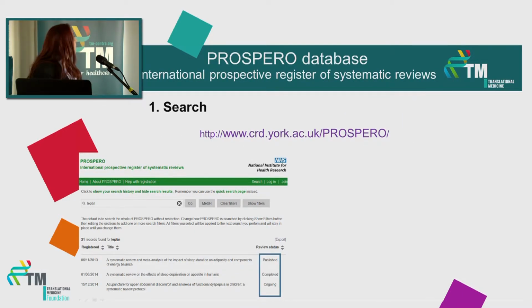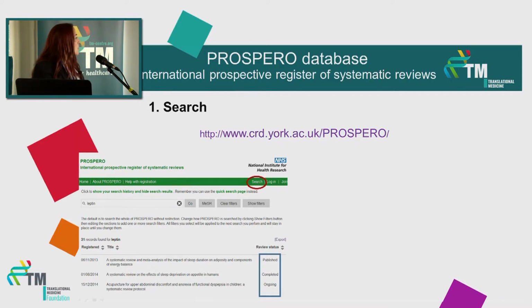Okay, so let's see how it works. So this is the web page, and if you have an idea, then first it is advisable to search whether somebody else is already doing that currently or already published that. Here is an example about leptin. We just searched for leptin and we got 31 records found. Here you can see the numbers, the title, and the publication status, whether it is already published or it is an ongoing or a completed research.